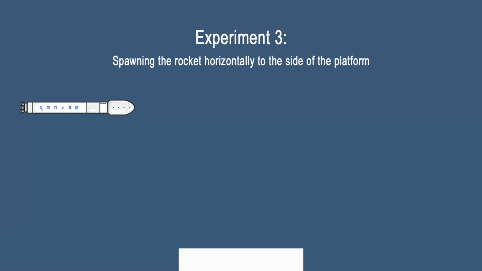For the next experiment, I'm going to spawn the rockets at a different X position to the platform, so they'll have to use their thrusters to get into the correct position as well as decreasing their X velocity in order to make a successful landing.